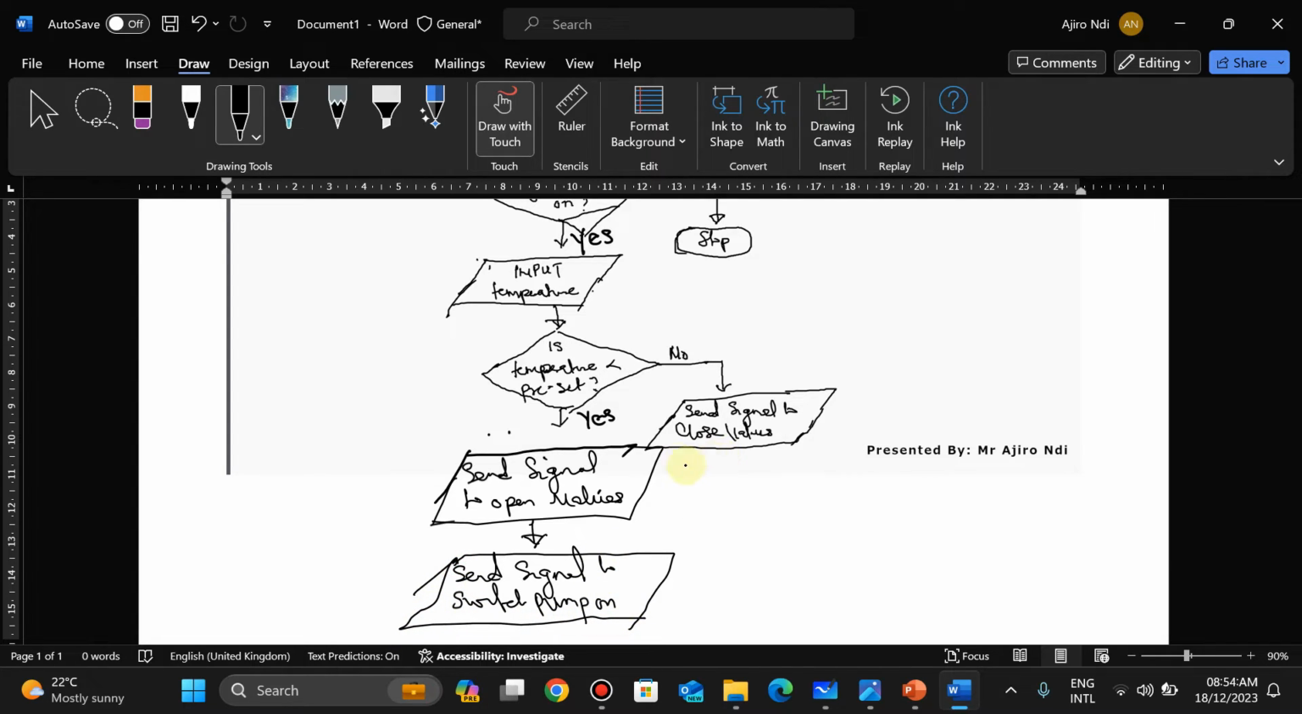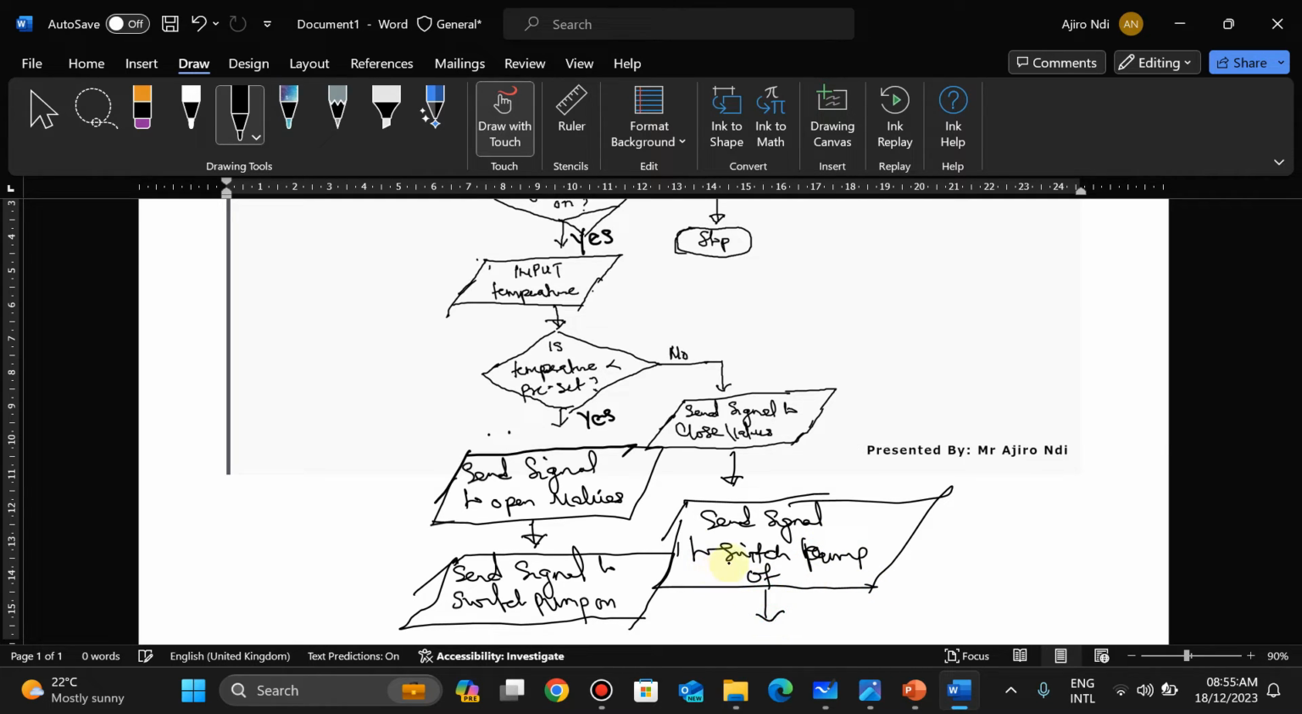Okay, so another one is this. If this is going to send signal to close the valve, it simply means that it should send a signal to switch the pump off. Send signal to switch pump off. Send is also input.